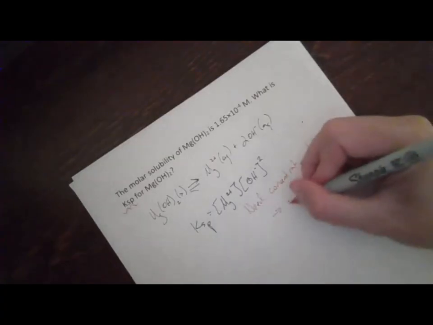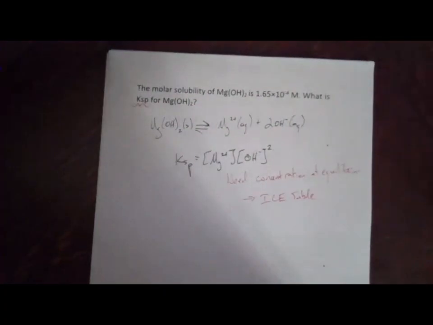And we know how to do those. We use an ice table. So we want to determine these amounts of ions dissolved at equilibrium. And that's going to give us this kind of correlation into KSP. And so we want to get that from an ice table.